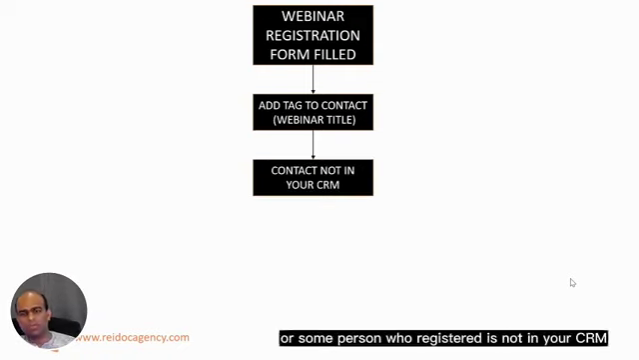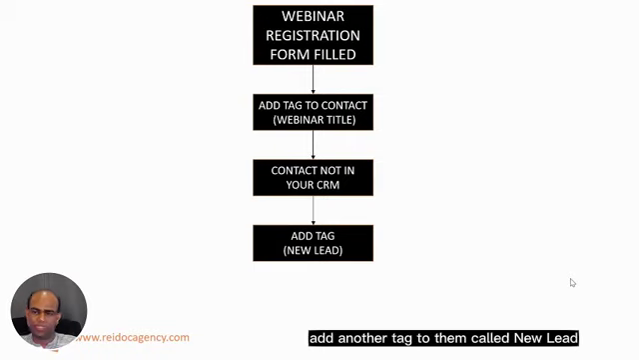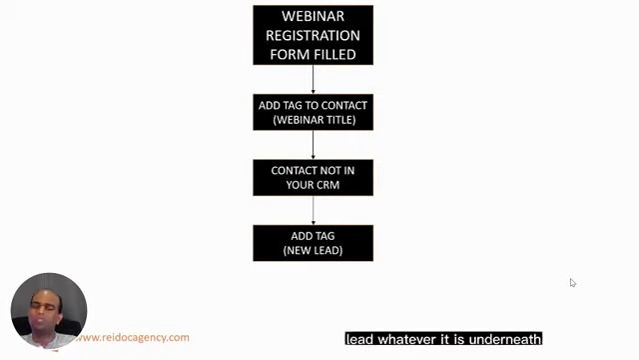What if the contact or person who registered is not in your CRM? We always add another tag to them called new lead. You can call them anything you want, lead, whatever it is. And then of course we tag multiple things. If they come from Facebook, we tag them Facebook, or whatever social media channel. If they come through that, we can tag them according to that. But the important tag we add for the new people is new lead.